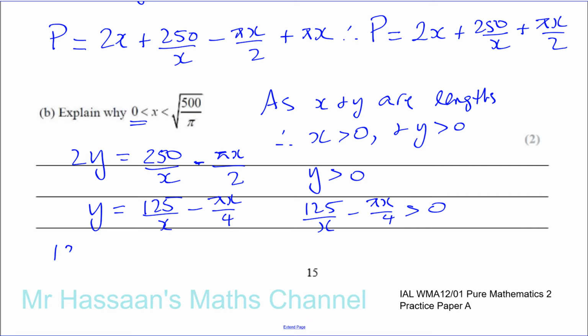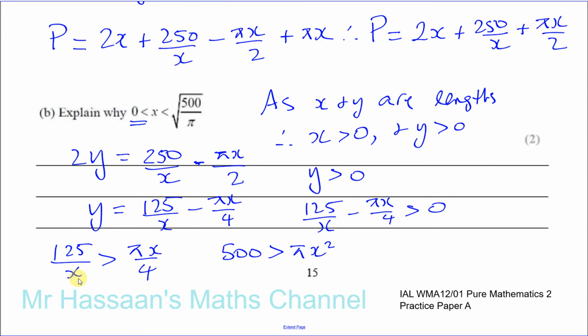Anyway, 125 over x must be greater than pi x over 4. Now I'm going to multiply both sides by 4 and by x. Now 4 times 125 is 500, so I'll have 500 is greater than pi x squared. Now why could I multiply by x? Because I know x is greater than 0. If you have an inequality and you multiply by an unknown, you can't do that, you have to square it.